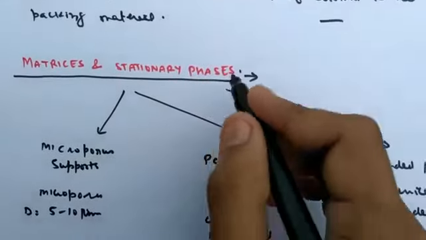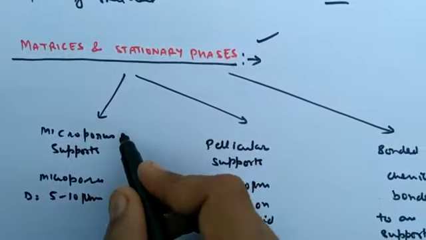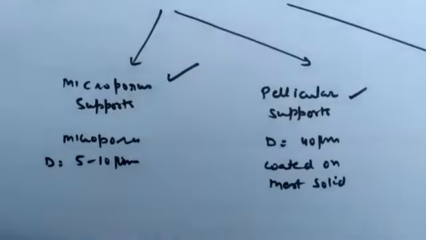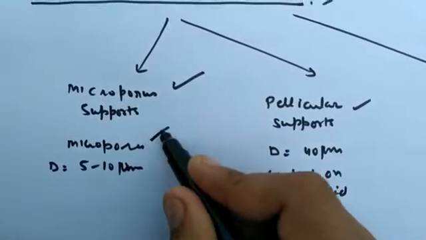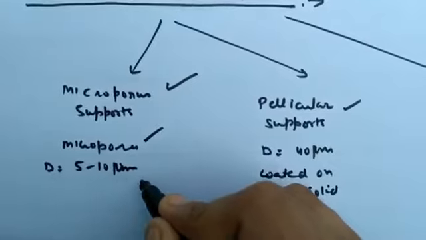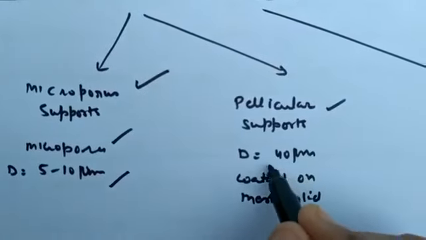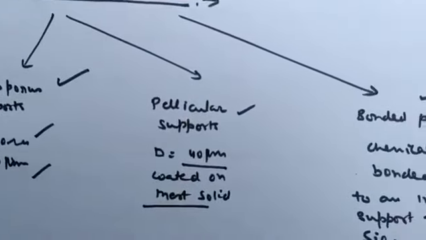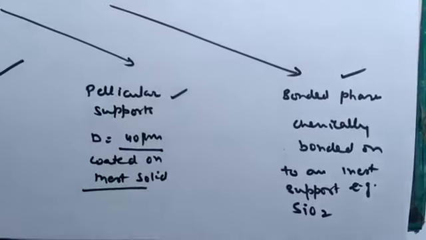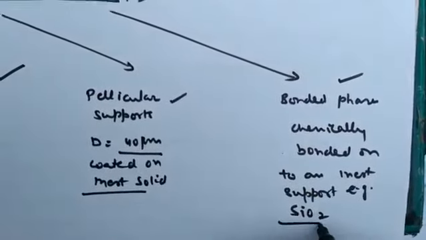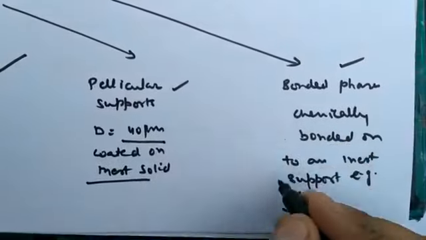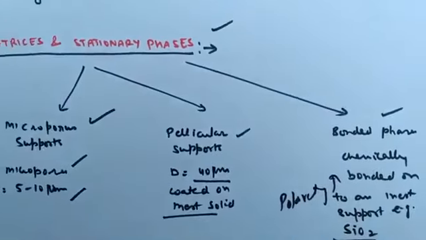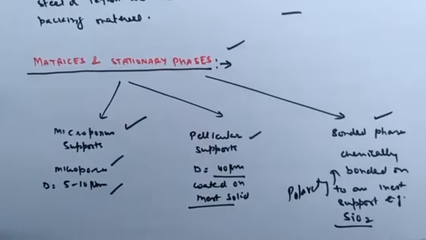Next, the matrices and the stationary phase. Here there are three types: microporous, pellicular, and bonded phase. In the microporous type, micropores are formed with a diameter of 5 to 10 micrometers. The pellicular type has a 40 micrometer diameter and is coated with inert material. In the bonded phase, chemically bonded substances are used, most commonly silicon dioxide, which increases the polarity of the sample. I hope this is clear to you.